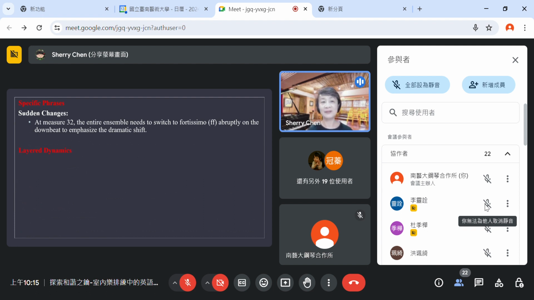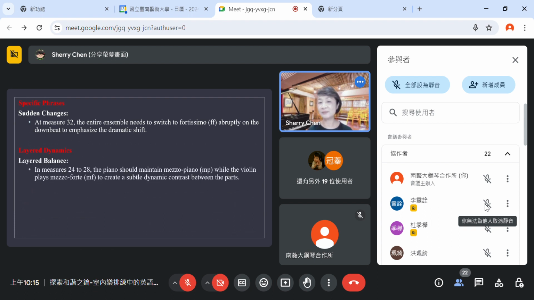Layered dynamics, layered balance. In measure 24 to 28, the piano should maintain mezzo piano while the violin plays mezzo forte to create a subtle dynamic contrast between the parts. 所以这个是有一点两个 layer 的，OK，一个 layer 是 play mezzo piano，另外一个 layer 是 play mezzo forte，然后它会有一个 contrast，有一个对比啊.